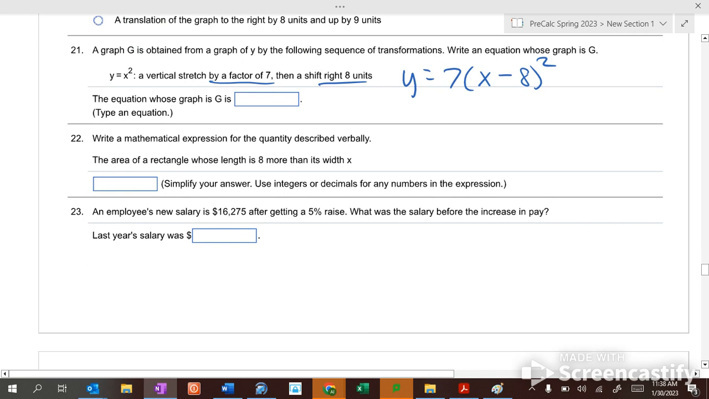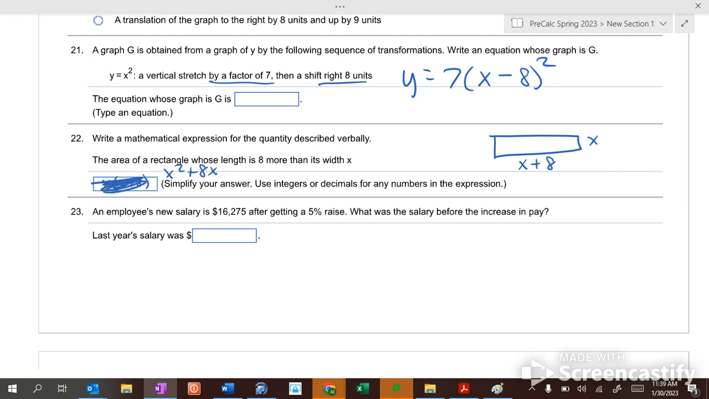Okay. Area of a rectangle whose length is 8 more than the width. The width is x. X plus 8 is here. Okay. How do we find the area? Well, the area is x times x plus 8. Or else x squared plus 8x is probably the better answer. X squared plus 8x.